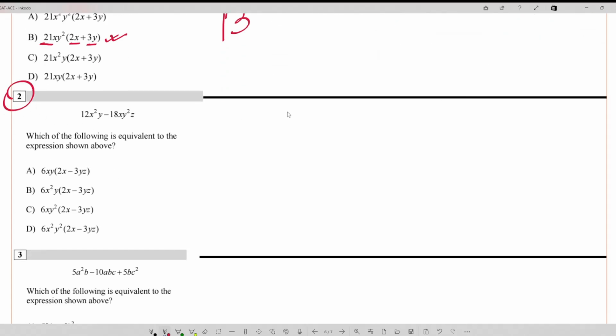Number 2: 12x square y minus 18xy square z. Here also you will find the right option. So 12 and 18, which one is the common thing? 6 is the common thing. Here is x square and here is x, we can take common x. Here is y and here is y square, we can take common y. So z is not common.